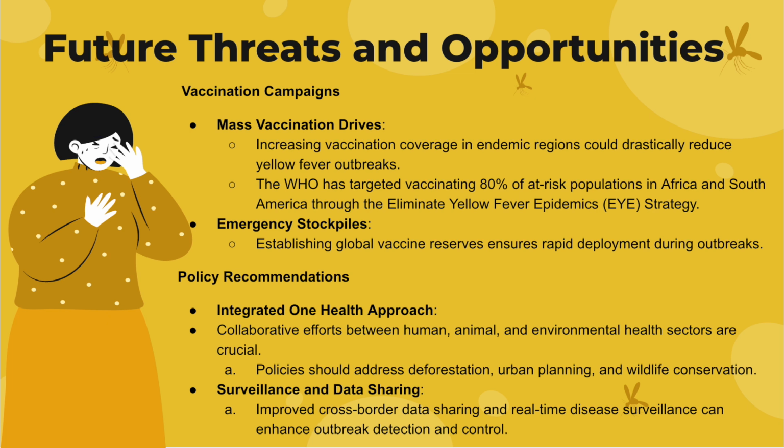Moving to policy recommendations, an integrated One Health approach emphasizes collaboration across human, animal, and environmental health sectors. This approach includes policies that address deforestation, urban planning, and wildlife conservation to minimize spillover risks. Finally, improving surveillance and data sharing is vital. Cross-border data sharing and real-time disease monitoring enhance outbreak detection and allow for faster and more effective responses.